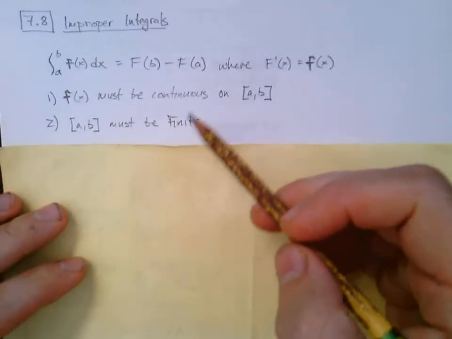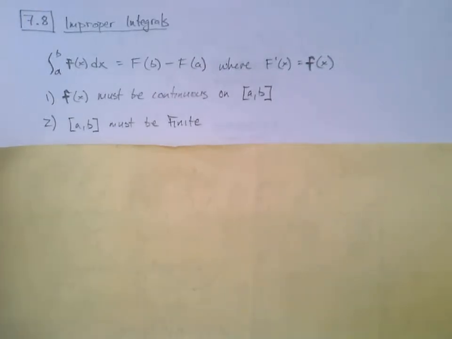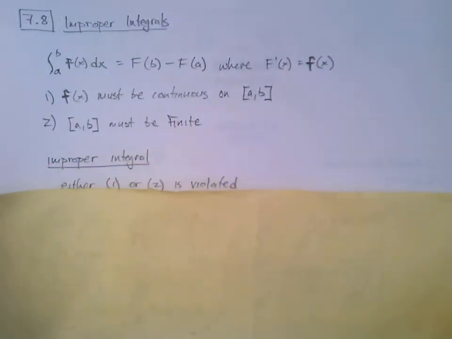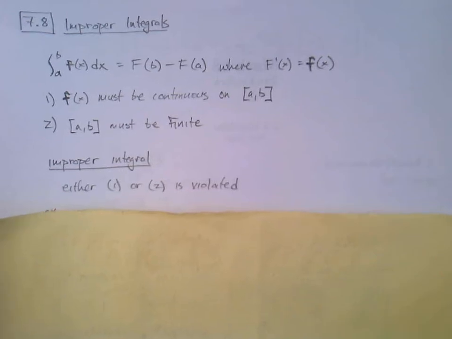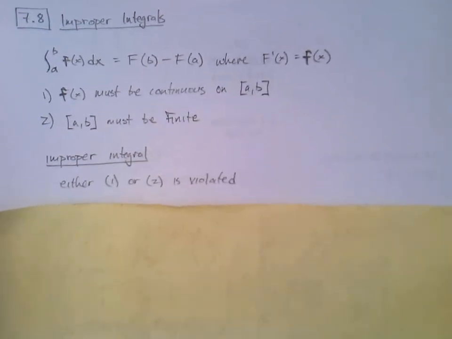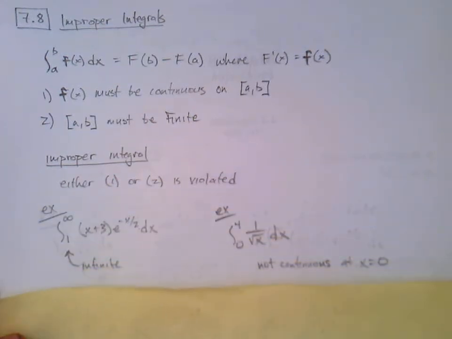If both of these hold, we say it's proper. If they're not, then it's improper, right? So an improper integral is one where either number 1 or number 2 is violated. What might that look like? Let's take a look at each, just quick examples.